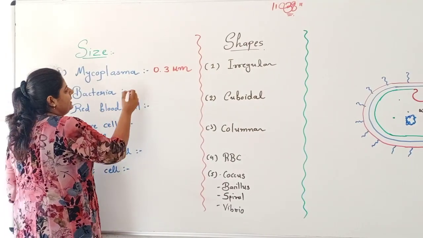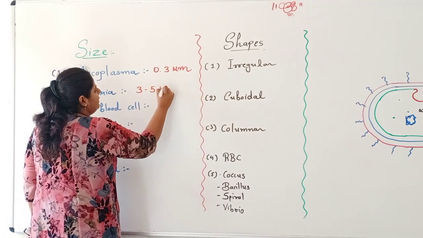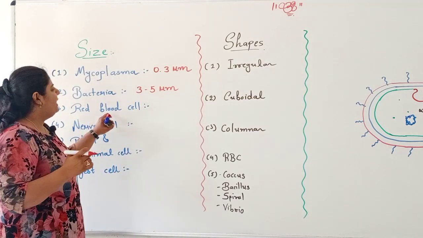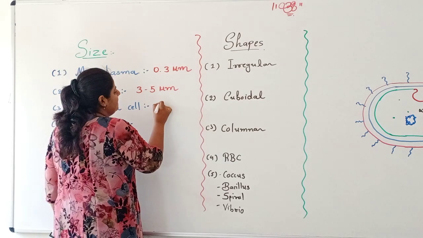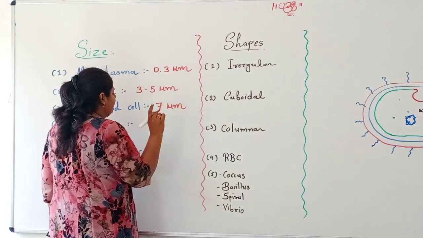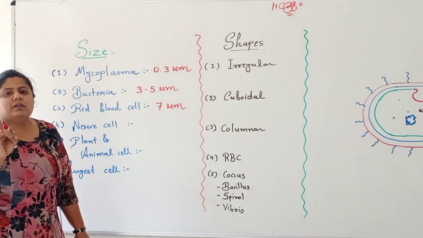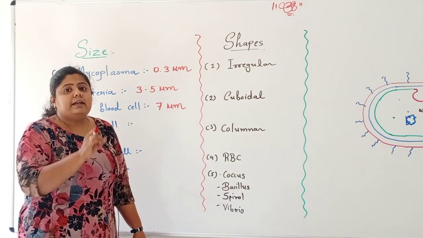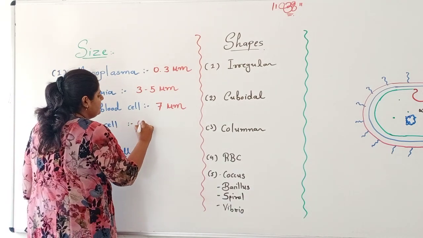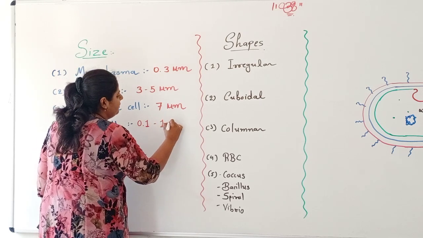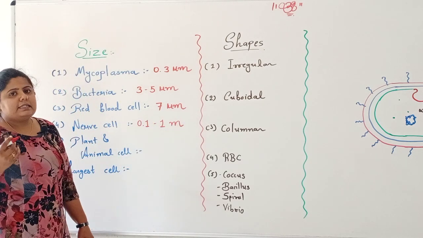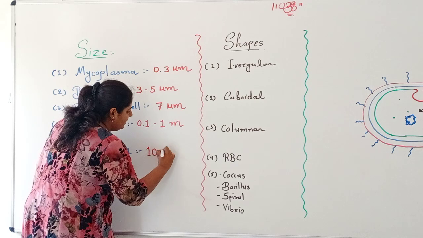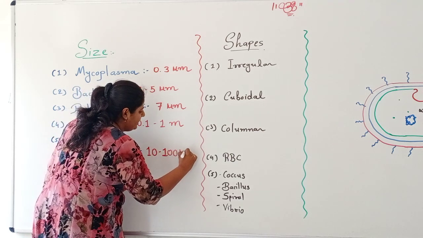Next, bacterial cell. 3 to 5 micrometer, only visualized by microscope. Then red blood cell, human red blood cell, 7 micrometer in diameter. Next, nerve cell, the longest cell of the human body. Why? Because nerve cell transfers signal in the entire body. So from 0.1 meter to 1 meter. What is the diameter of plant and animal cell? From 10 micrometer to 100 micrometer.